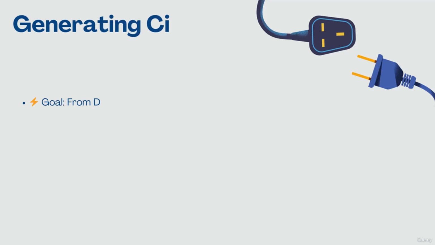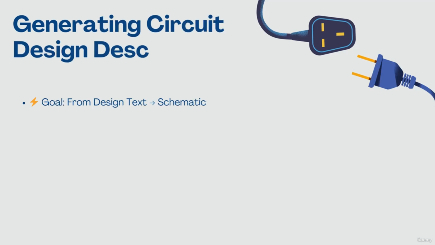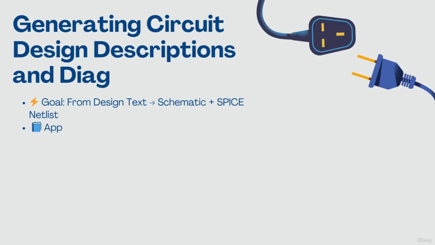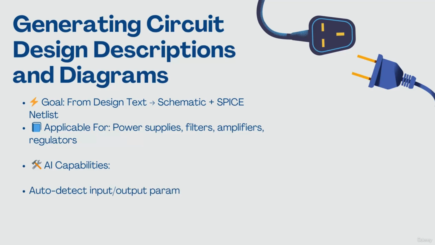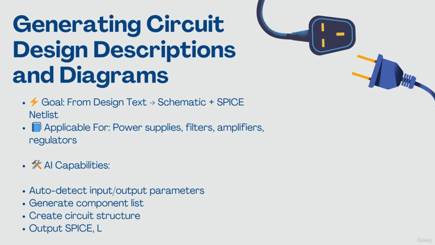Electrical engineers spend significant time converting design intent into circuit schematics and simulation ready code like SPICE netlists. With generative AI, this process can be accelerated. AI can interpret plain text specifications and produce detailed circuit descriptions, complete with component ratings and simulation ready files.